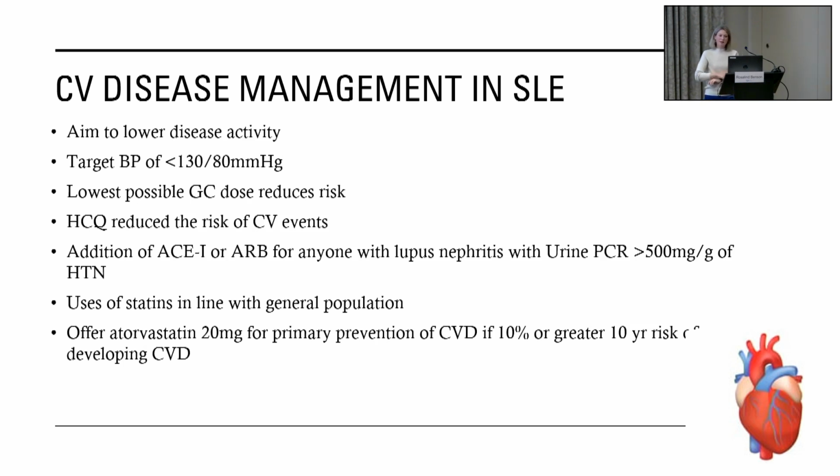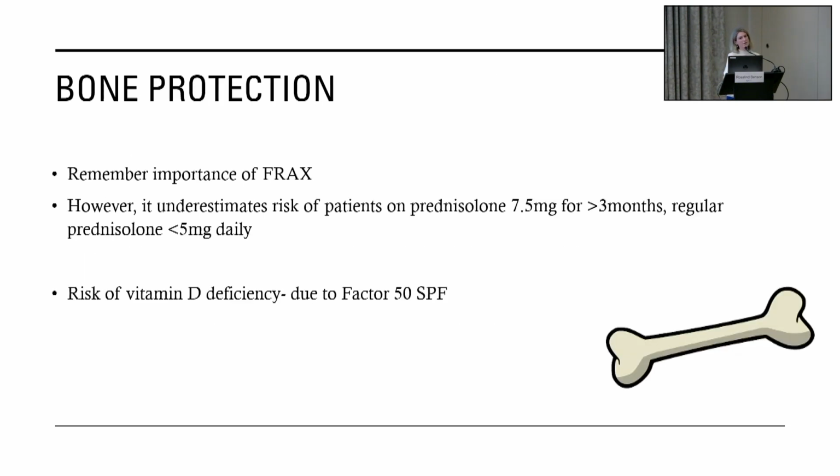If they've got lupus nephritis, you might want to think about the addition of an ACE inhibitor or an ARB. They'll be under a renal team, but just for you to be aware of that. Statins are used in line with the general population, and you know this, thinking about when to give atorvastatin, but I don't think it's always been at the forefront of our minds in the management of these sorts of diseases as rheumatologists.